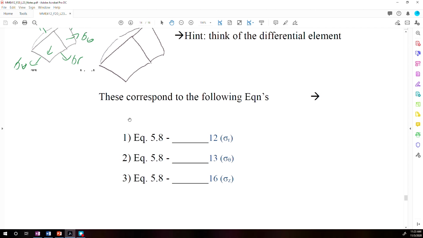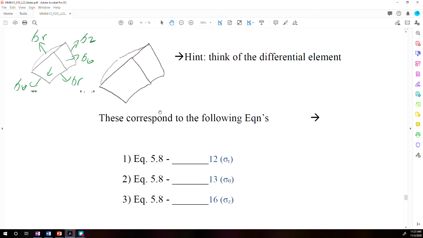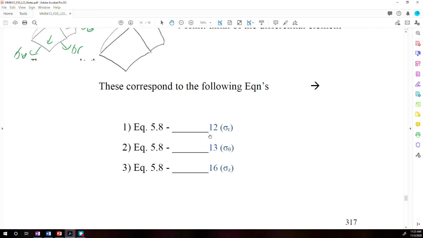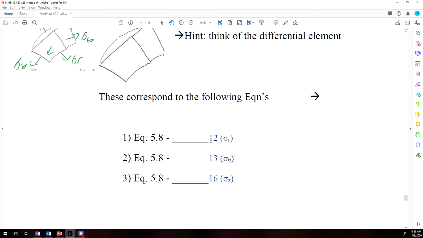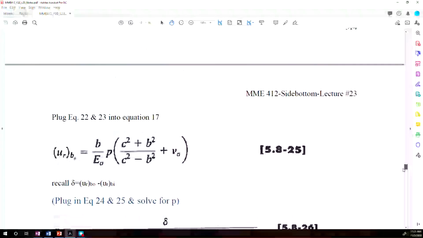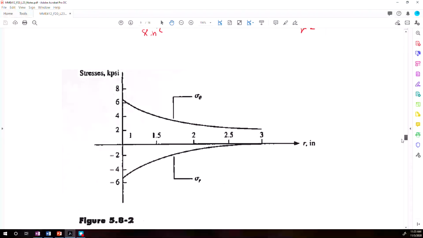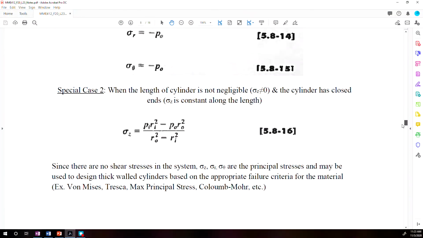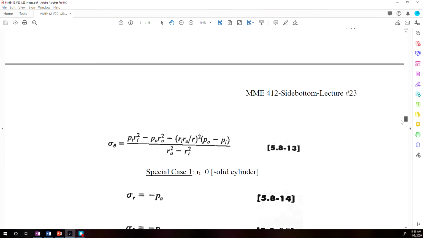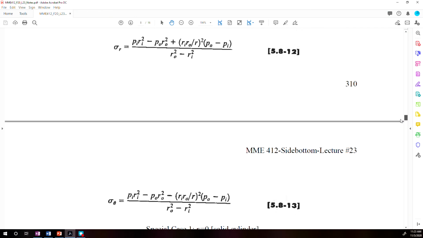Those three stresses correspond with equations in the lecture packet. The radial stress corresponds with equation 12. The tangential stress corresponds with equation 13, and the z stress corresponds to equation 16. All these equations are listed earlier in the lecture packet. So you have equations 16, 13, and 12.